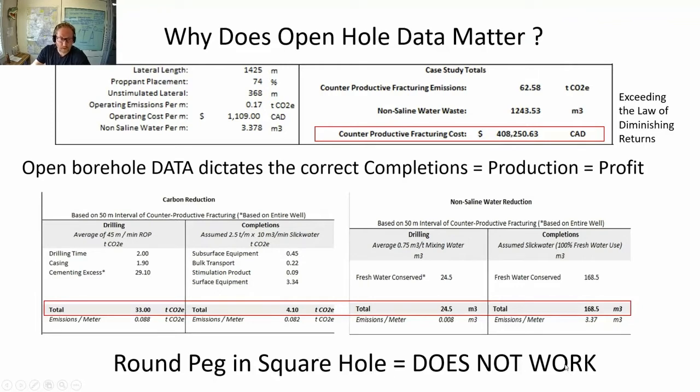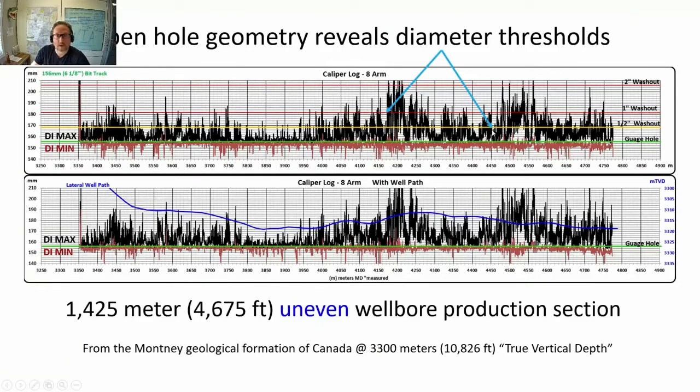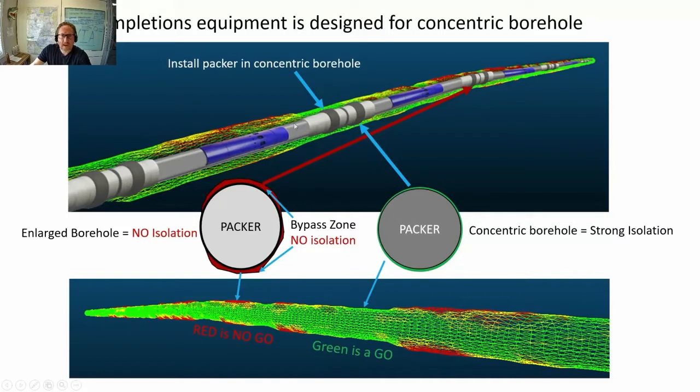So a round peg in a square hole does not work. The same is true for the open hole completion segment. Here we're looking at the 1/2 inch threshold. That's our tolerance for packers. They typically don't go bigger than that, so anything above a 1/2 inch is problematic to place a packer in. Again, the packer element is designed for a concentric round borehole. That's where they make the seal. Red is a no-go, green is a go, or else we end up with bypass.